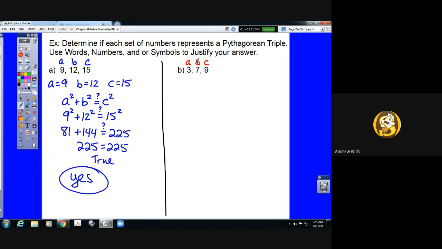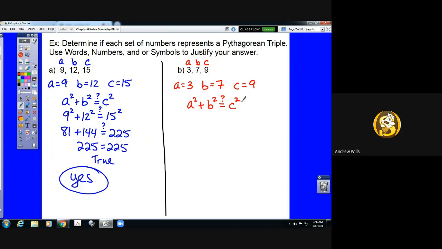A and B, it doesn't matter which one is which. A, in this case, I'm going to say A is 3, B is 7, and C is the one that matters. That is the biggest. That is 9. Then we check, first of all, those are all integers, so we do need to continue the problem. We're checking to see whether or not A squared plus B squared is equal to C squared.